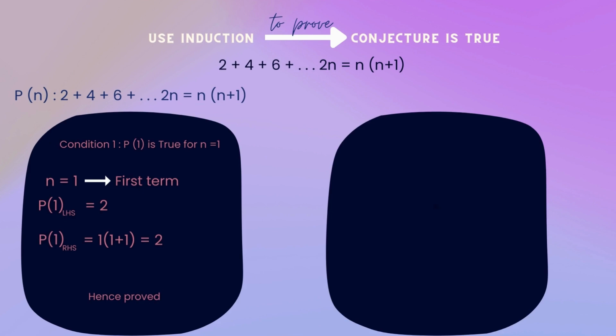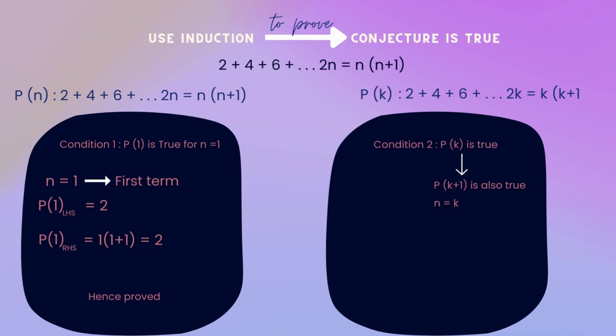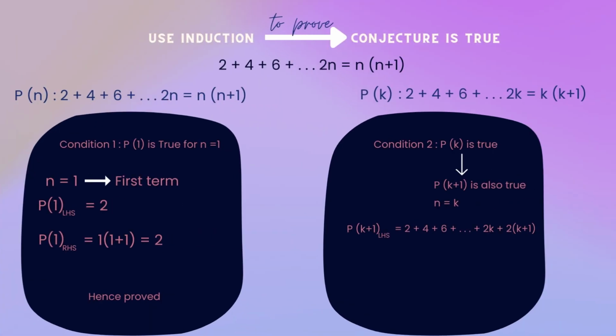For the second condition, we first assume that n is equal to k. So what will P of k be equal to? P of k is 2 plus 4 plus 6 up to 2k is equal to k multiplied by k plus 1. Based on that assumption, we have to prove that the statement is also true for the k plus 1 case. The left-hand side of P of k plus 1 is 2 plus 4 plus 6 up to 2k plus 2 multiplied by k plus 1.